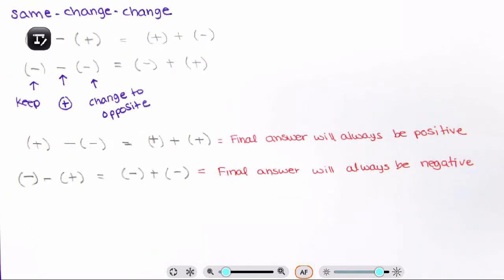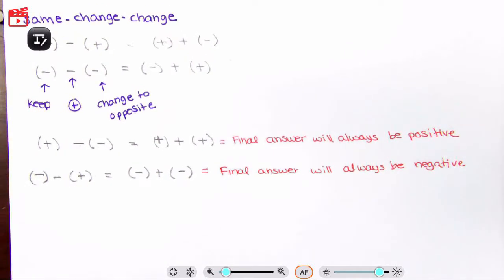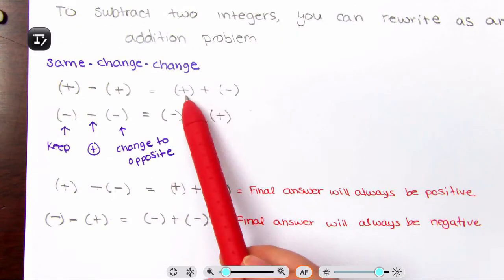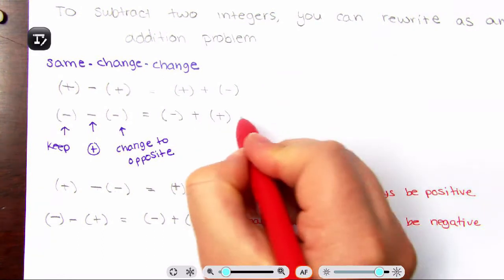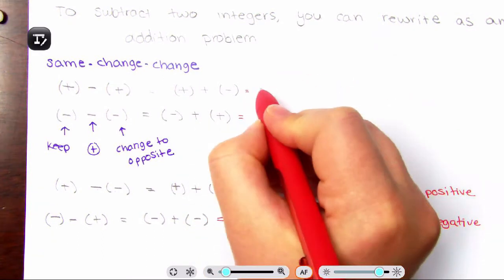Okay, so if you're adding two positive numbers, your final answer will be positive. If you're adding two negative numbers, your final answer will be negative. Now, what about these? If you're adding a positive and a negative, and you're adding a negative and a positive, these answers will vary.